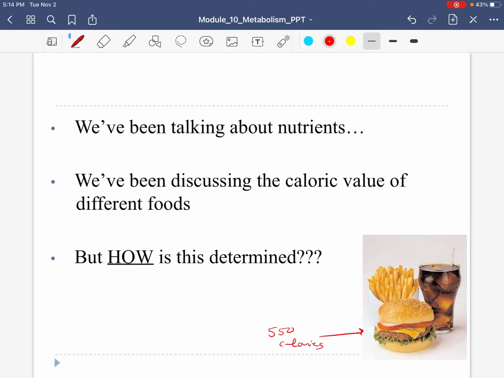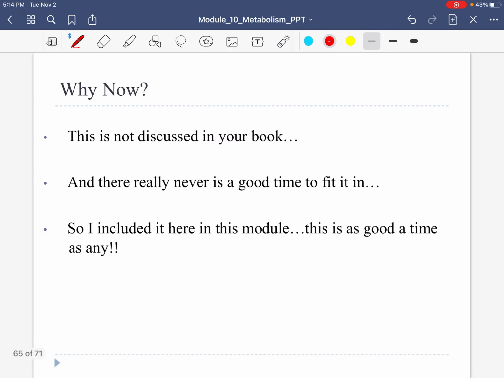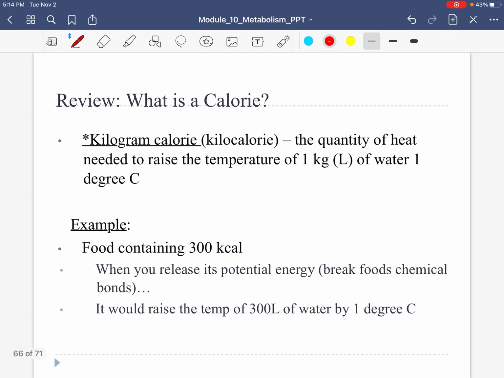So a Big Mac, I don't know, 550 calories maybe? Just for a Big Mac? Well, now I'm asking you, how do we figure out exactly how many calories is in a food? Something called bomb calorimetry. It's not as cool as that picture. That picture is only cool if it's in the desert and nobody's hurt, but it's kind of cool. All right. So I'd like you to know some of these basics.